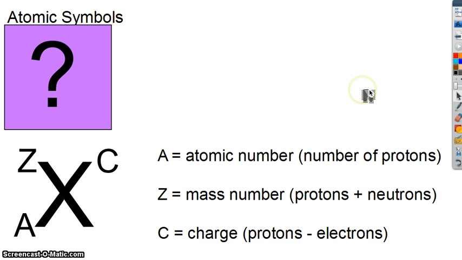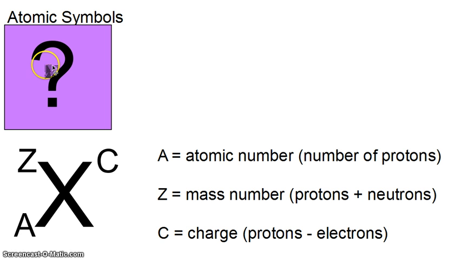So it's important for you to understand how to go back and forth between the symbols and the number of protons and neutrons. The general format for the symbol, I always like to say, is as easy as AZC. The A stands for the atomic number, which is the number of protons. The Z is the mass number, which is the protons and neutrons. And the C is the charge, which is the protons minus the electrons. X is just generically what the symbol is.